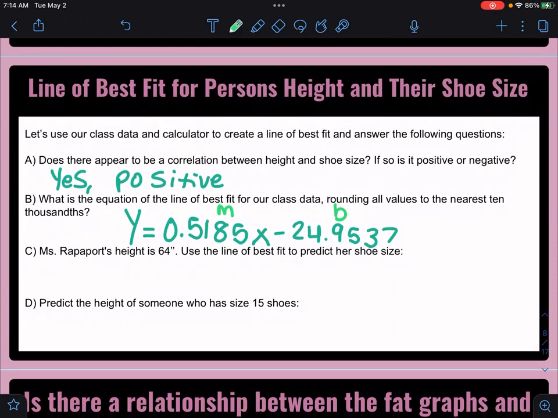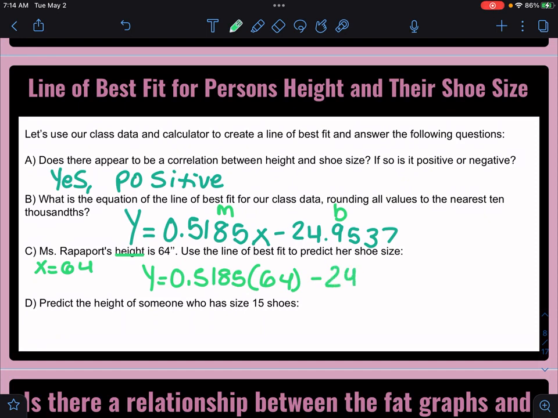Alright, now it says Ms. Rappaport's height is 64 inches. Use the line of best fit to predict her shoe size. Well, height is X, so I would replace X with 64. So I would get y equals 0.5185 times 64 minus 24.9537. And let's see what we get.